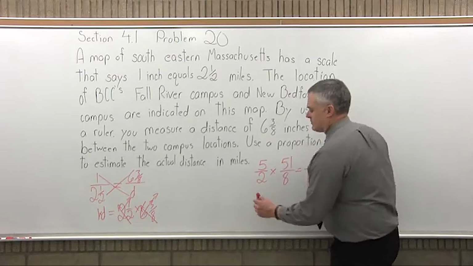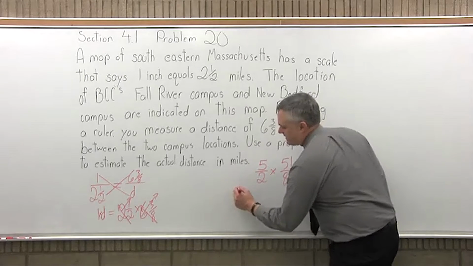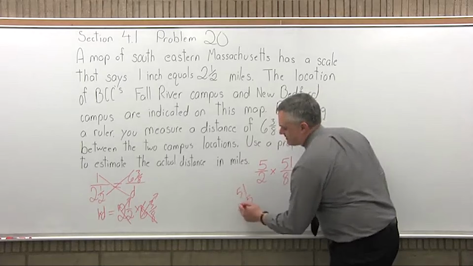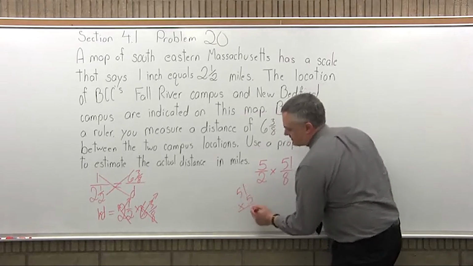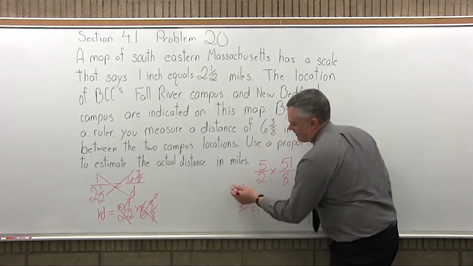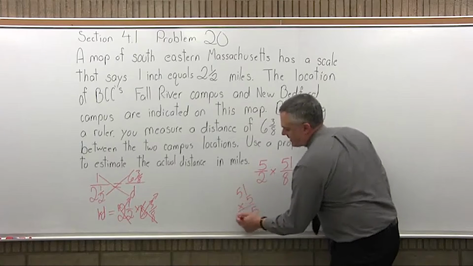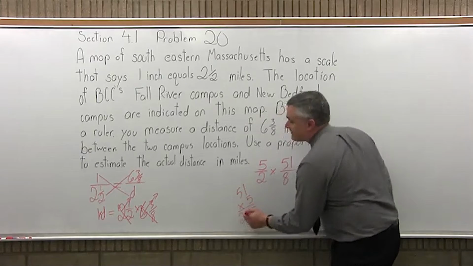Not everybody thinks of tricks like that. So you can just off to the side, 51, 5 times. 5 times 1 is 5. There's nothing to carry. And then 5 times 5 is 25, 255. That's what I said.